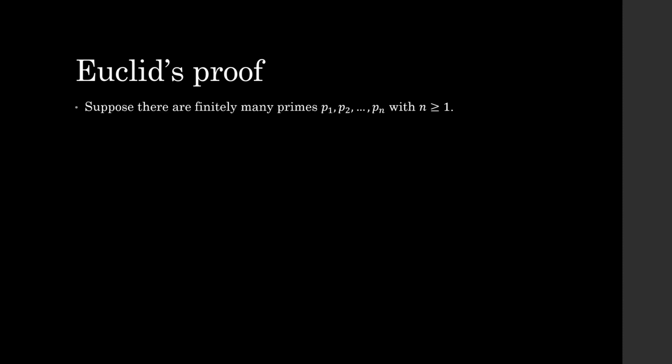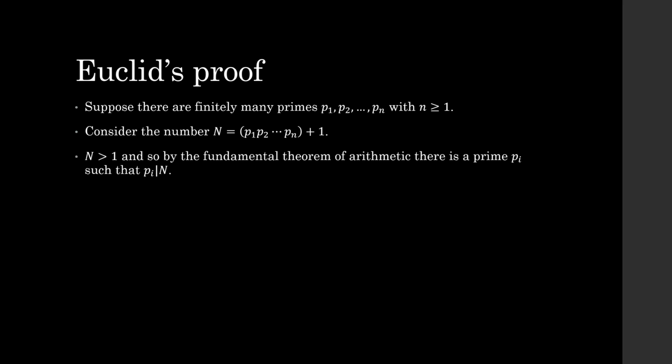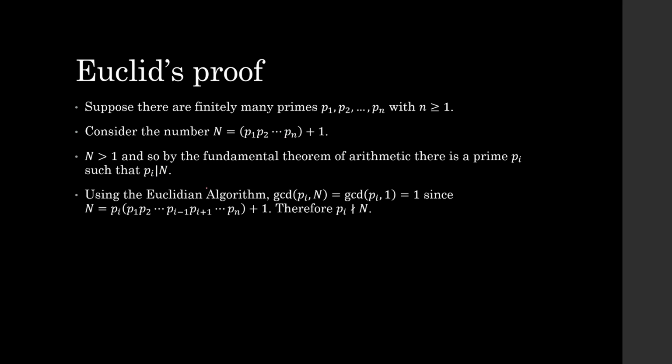So we suppose that there are finitely many primes, p1, p2, all the way to pn, where n is bigger or equal to 1, right? So we know all the primes, and there are finitely many primes. And so we want to get to a contradiction, obviously. So we're going to consider the number n, which is equal to all these primes multiplied by each other, added to 1. All right? Well, n is obviously bigger than 1, and so by the fundamental theorem of arithmetic, there is a prime, pi, such that pi divides n, because n can be expressed as a product of primes, right? So we've got that one of these p's divides n.